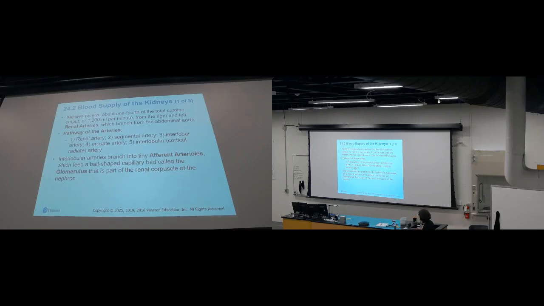And then from these arteries, you will have the tiniest branches that will be called the afferent arterioles, or arriving. And then these afferent arterioles will form a tuft of capillaries that will be protected by the renal corpuscle. And this is called the glomerulus, inside the renal capsule, the glomerular capsule.